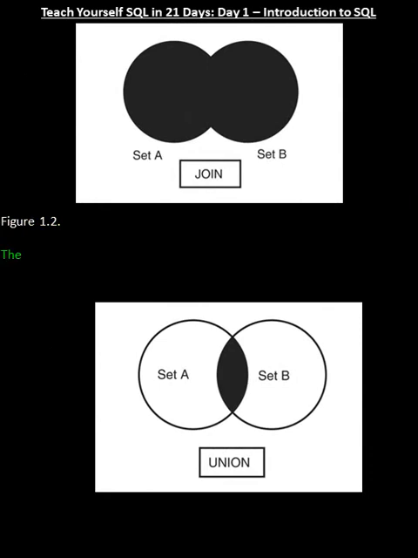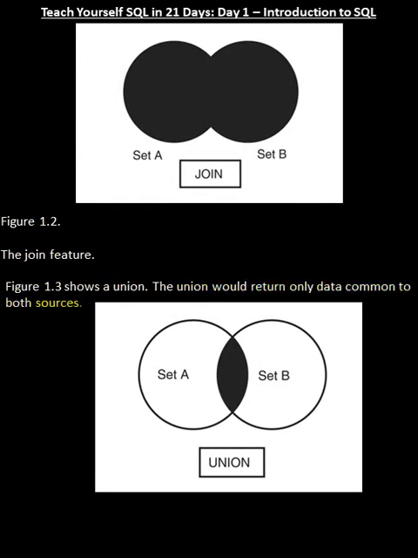Figure 1.2. The join feature. Figure 1.3 shows a union. The union would return only data common to both sources.